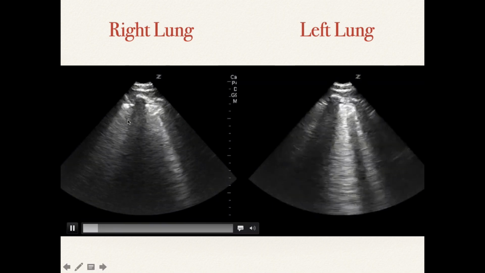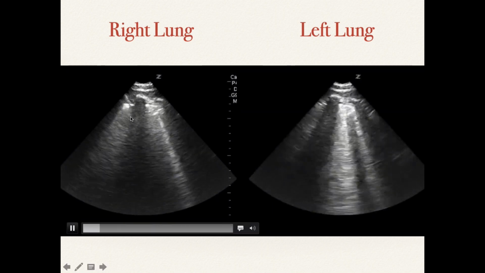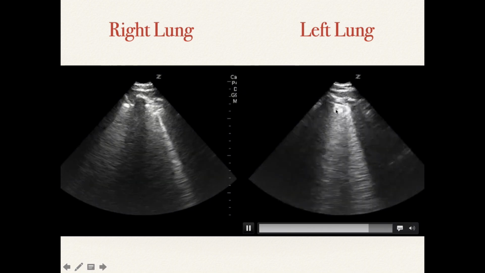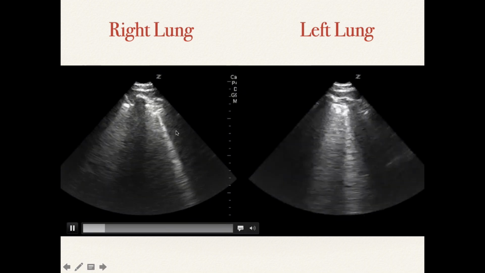And as we look at the lungs bilaterally, in those lung interspaces between the ribs, we can see multiple bright, shining lights from the pleura all the way down to the bottom of the screen. We call these B lines. There's definitely more than 3.